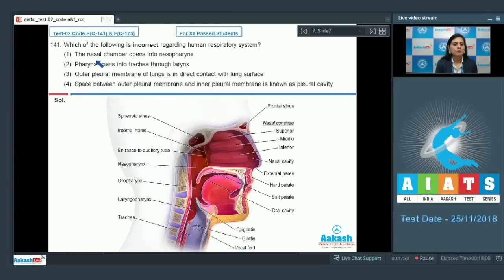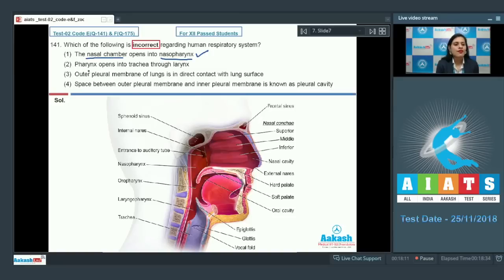Question number 141. Which of the following is incorrect regarding human respiratory system? So you have to find out an incorrect option among the given options. The very first option given is the nasal chamber opens into nasopharynx, and as you can see in this figure, this nasal chamber or nasal cavity opens into this area called nasopharynx. So this is a correct option.